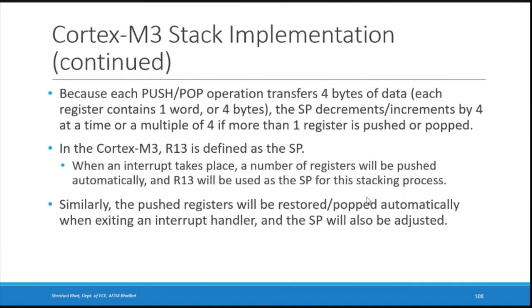Because each push or pop operation transfers 4 bytes of data, that is, each register contains one word. One word means, in this case, 32 bits, that is 4 bytes. The stack pointer decrements or increments by 4 at a time. If it is a push operation, it decrements by 4. If it is a pop operation, it increments by 4. Or a multiple of 4.